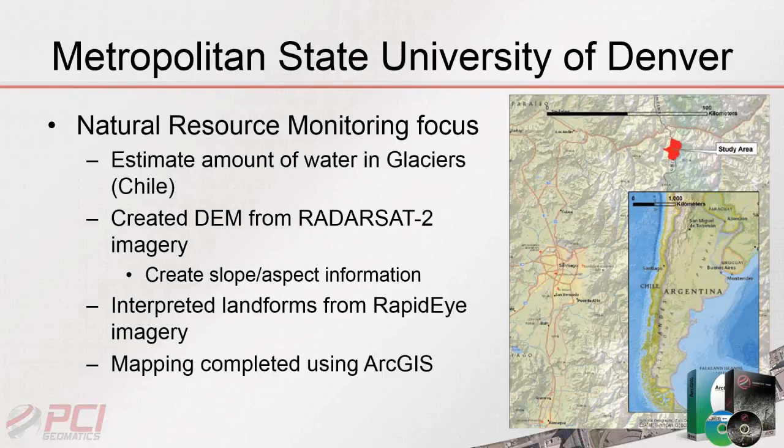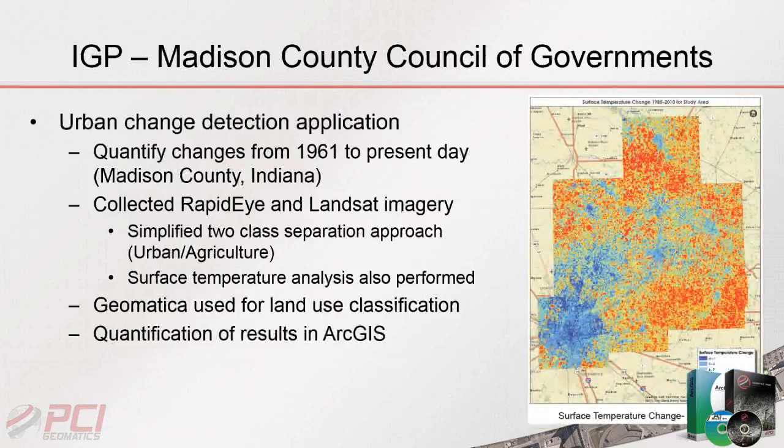They want to get information from the imagery. Here's an example of the Metropolitan State University of Denver, which was one of the recipients. They were able to use ArcGIS and Geomatica together with RapidEye and RADARSAT-2 data to study glaciers. Another quick case study is the Madison County Council of Governments in Indiana. They were interested in studying the long-term changes to surface temperature related to urban sprawl around, I believe, Indianapolis. They were able to leverage RapidEye imagery and Landsat imagery, as well as our software, to derive this information.